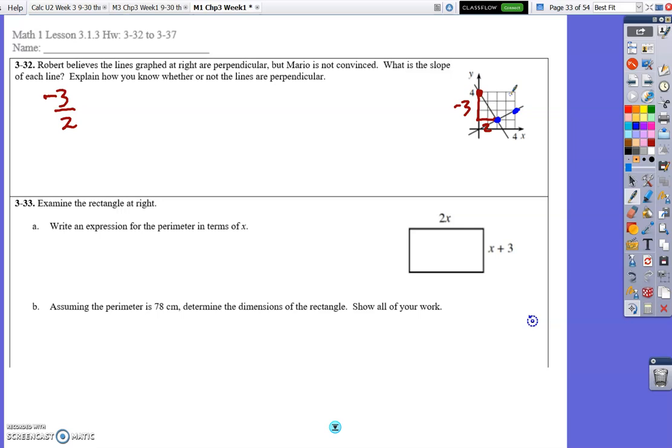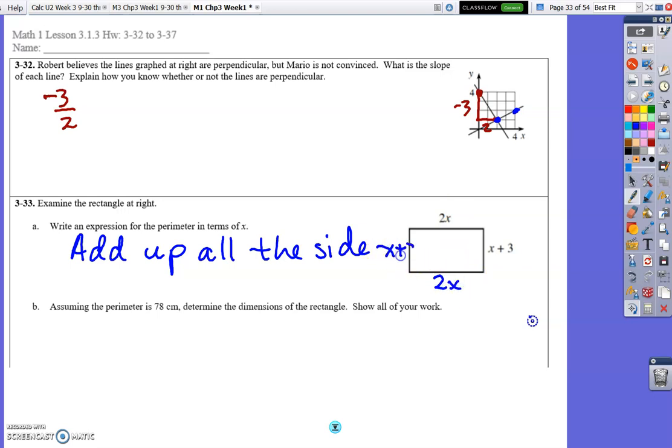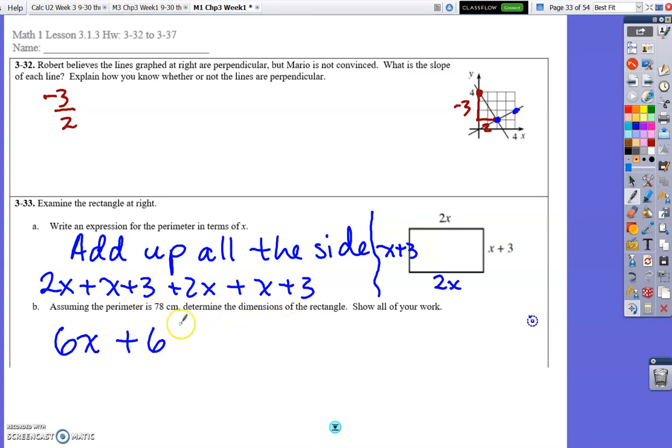On this one, we want to write an expression for the perimeter. And perimeter is you add up all the sides. And don't forget about the two missing sides. So this one's 2x and this one's x plus 3. And so once you have an equation, I'm going to go ahead and write that one down. We've got 2x plus x plus 3 plus 2x plus x plus 3, which combines to make 6x plus 6. So I've combined this and this to make 3, plus that makes 5, plus this makes 6, and then these two to get the other 6.